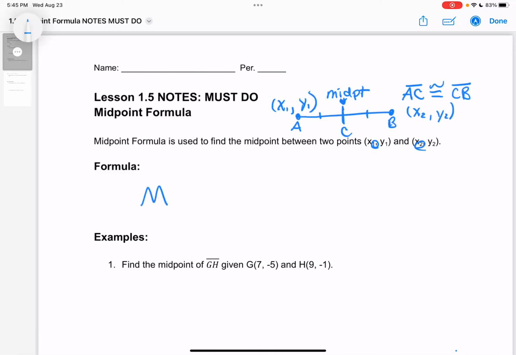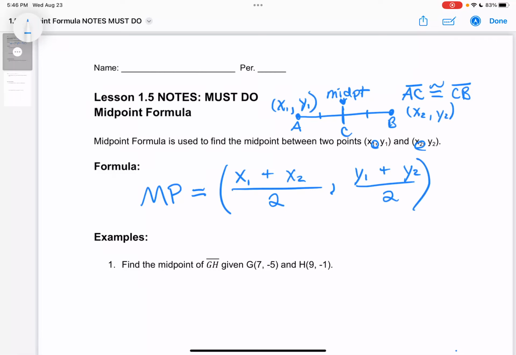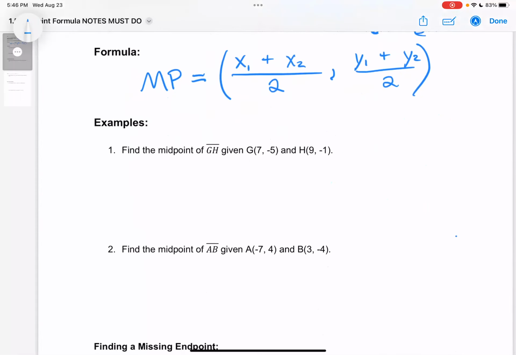So the midpoint formula looks like this. Basically, we are adding together the two X values and then dividing by 2. Now there is a comma in the middle to say the X value, comma, Y value for your ordered pair. Then we'll come down here and do some examples.